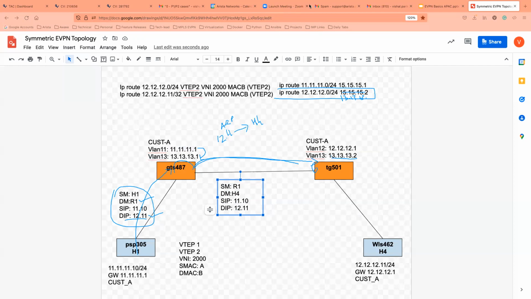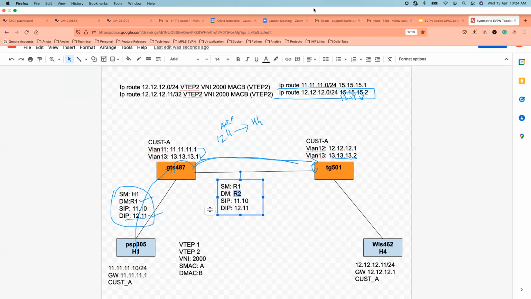Now, will there be any change in the source MAC and destination MAC? The destination MAC now would be R2, and the source MAC will be the same, R1, right? Okay. Everyone agrees with this? Kamil was also going to say the same thing. Does anyone else have any difference, or have you not got this? Okay, I understand that everyone is in sync with this.